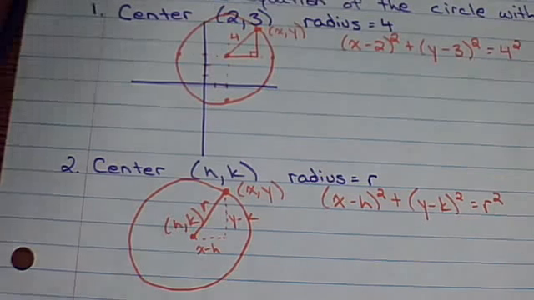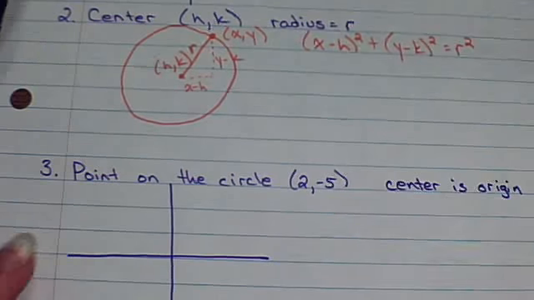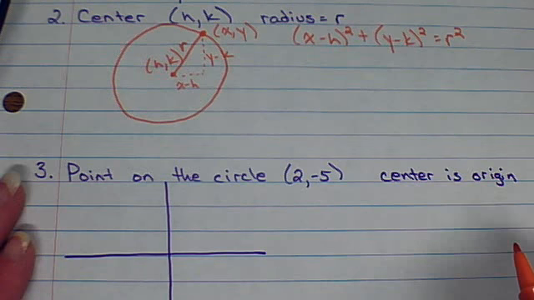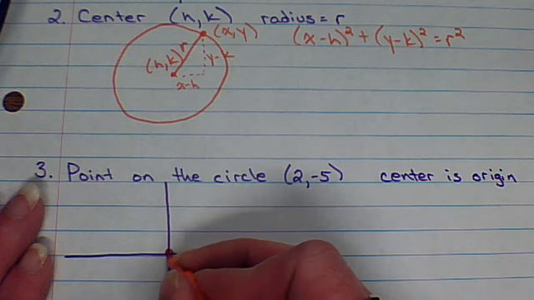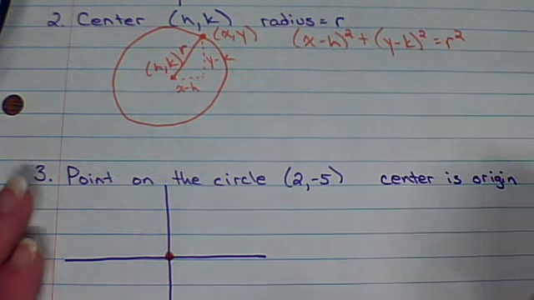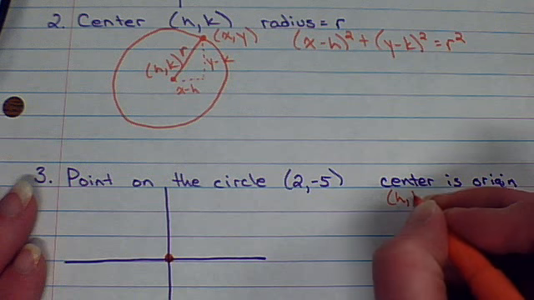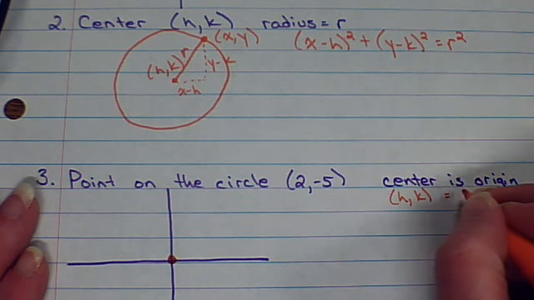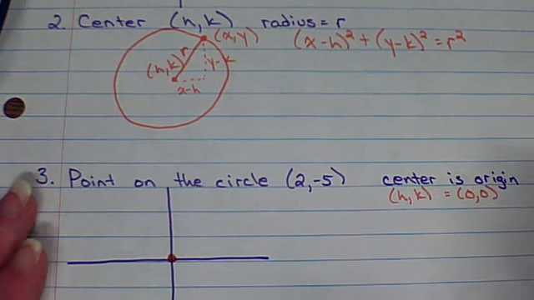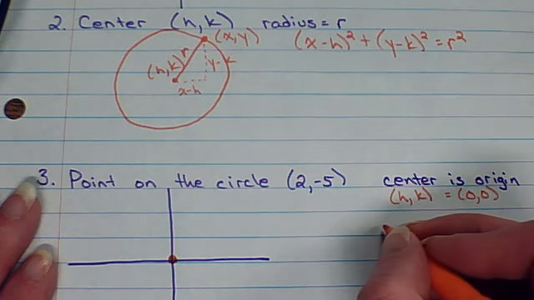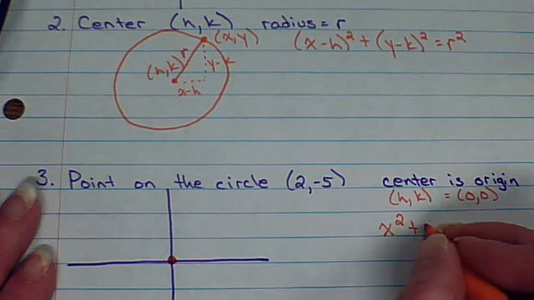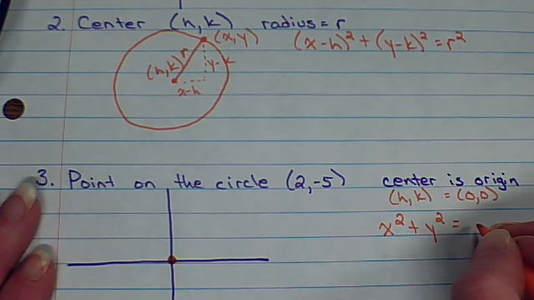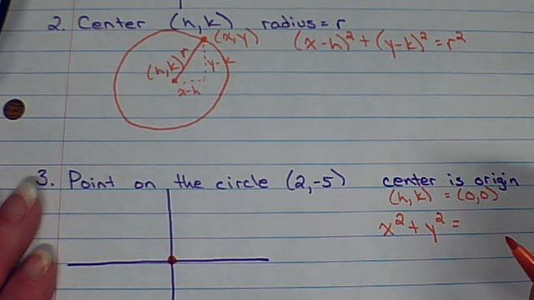Let's try another one that's maybe not so specific. We have the center is at the origin. So that makes it pretty easy for that (h, k), right? (h, k) is the center, and if it's at the origin, that means it's (0, 0). So I have x minus 0, oh, that's just x squared. Then y minus 0, that's just y squared, equals, now I need to figure out the r, right?